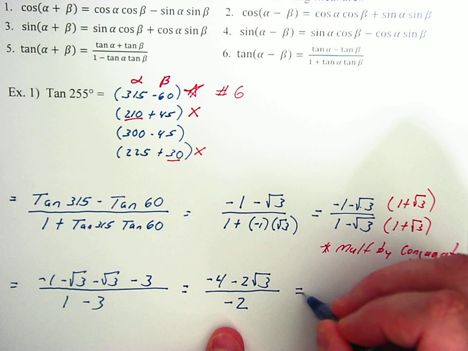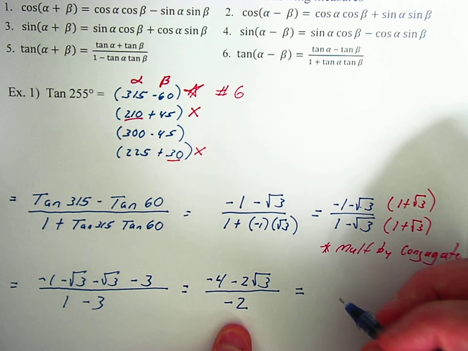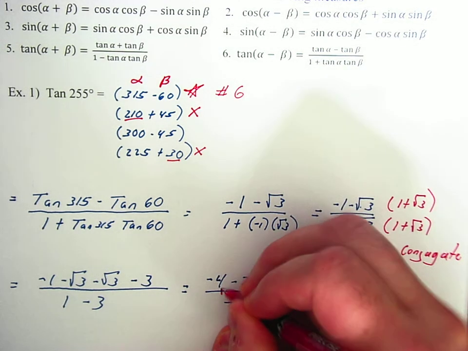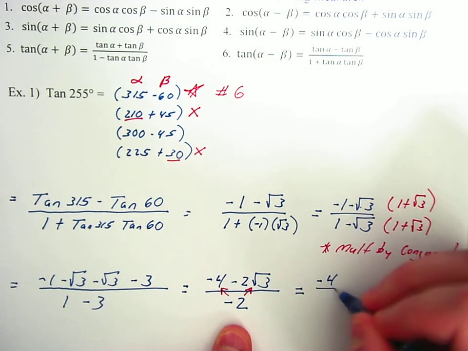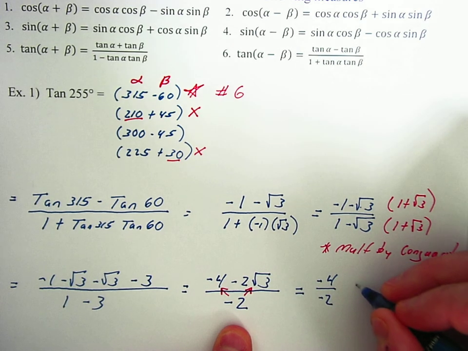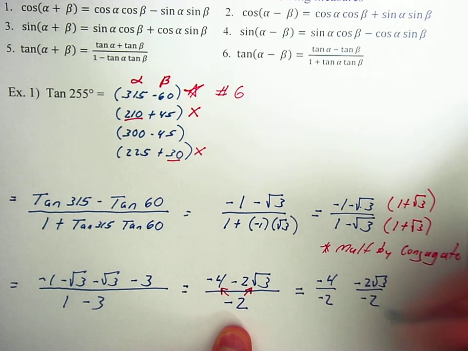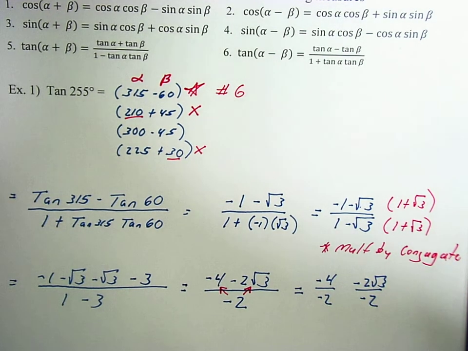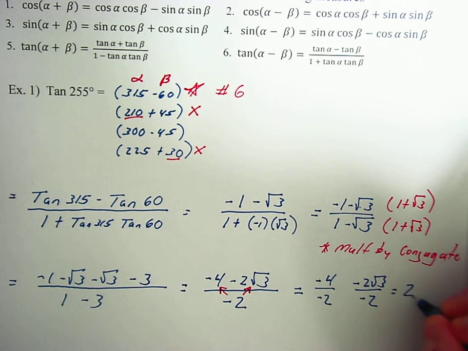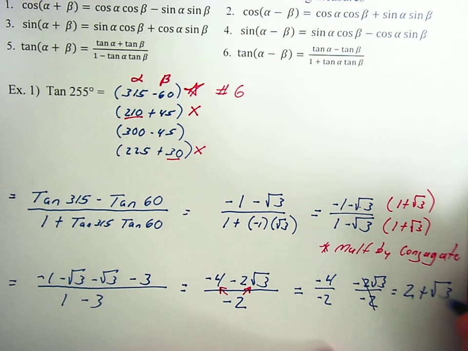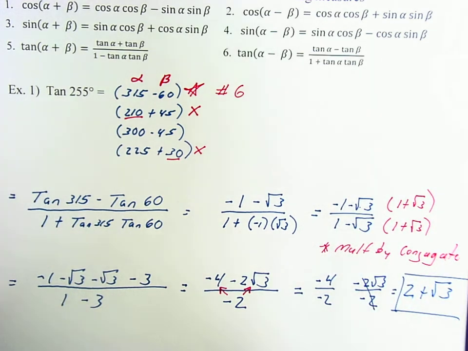All right, we just need to clean this up. So we're going to separate and simplify. So you got to take the -2 and put it under each term individually. So that'll be -4 over -2. And then -2 the square root of 3 over -2. Simplify both of those, and that'll give you your final answer. Negative divided by negative in both cases is positive. So this is going to come out to be 2. That's going to be plus. These cancel. Square root of 3. And that's your final answer.